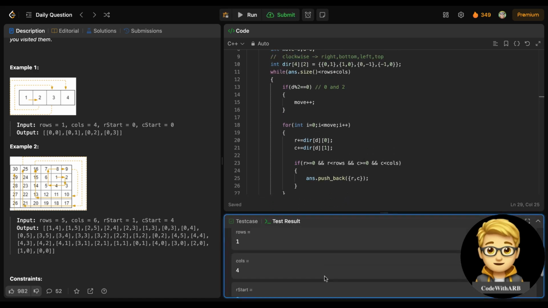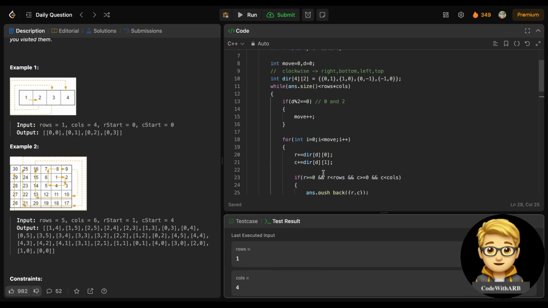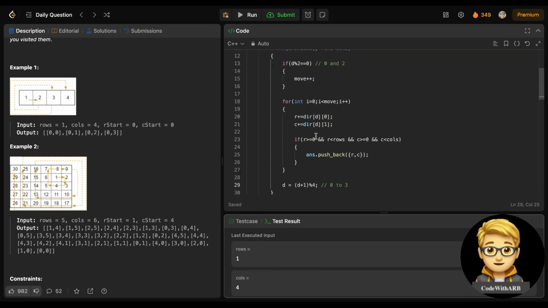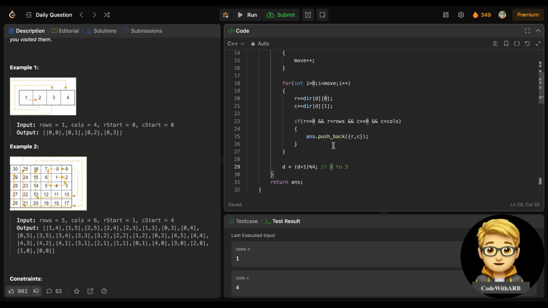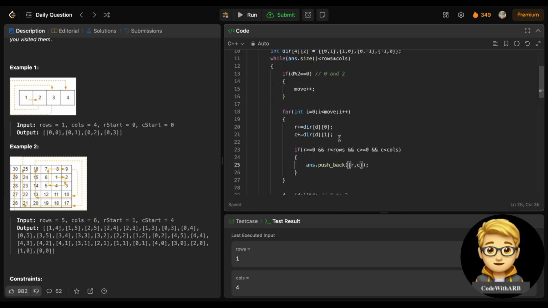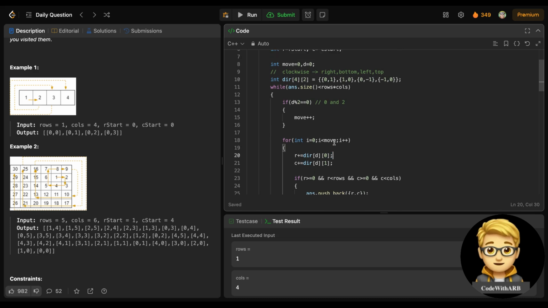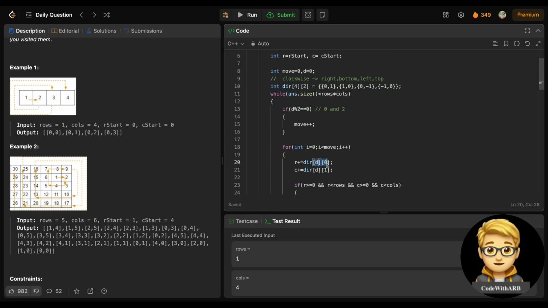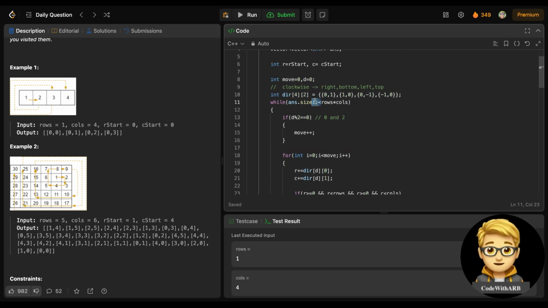Time limit exceeded. Okay, why time limit exceeded? D plus 1. Answer C0, C columns. D0 and D1 direction is changing. Okay, so D will be changed. Answer dot size.